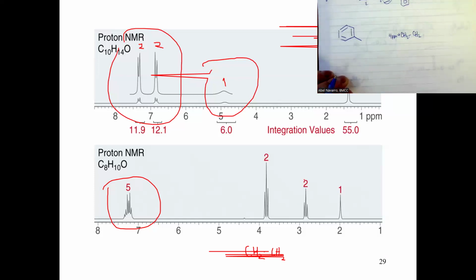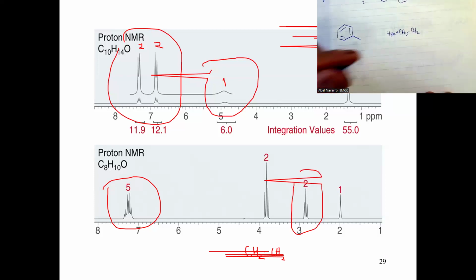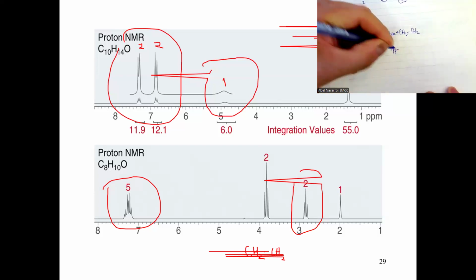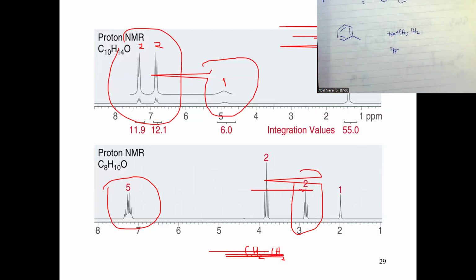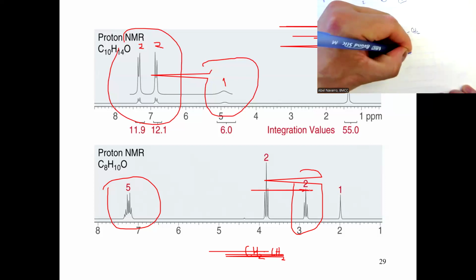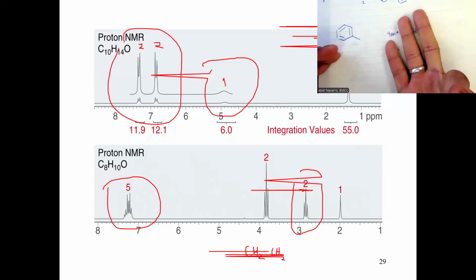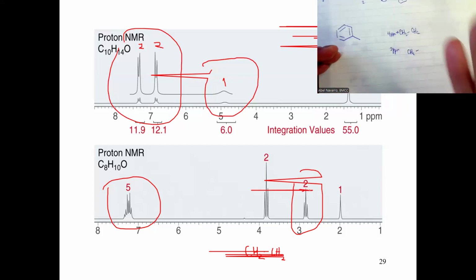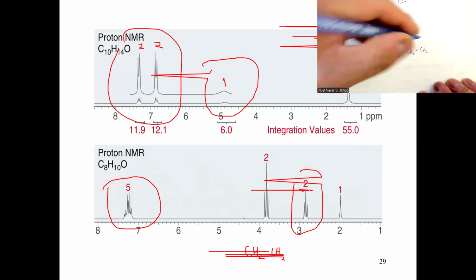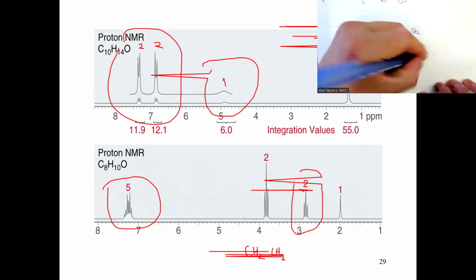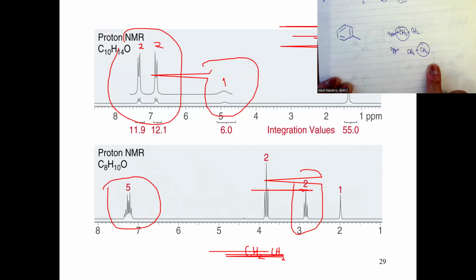What about that peak around 3 ppm? Okay, that peak around 3 ppm is also CH2. How do you know it's a CH2? Because of the integration, CH2. It's a triplet, 2 plus 1. That means that it's next to another CH2. Okay, this is a CH2 and this is a CH2, both.